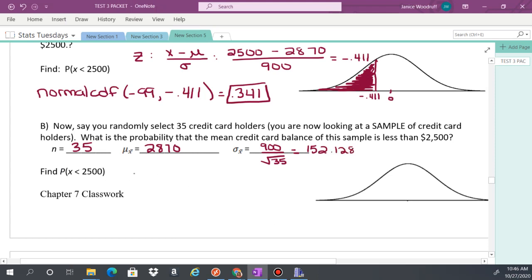Okay, so now we work where we get the z value, but this time our denominator, instead of being 900, is going to be this 152.128. So we have 2,500 minus 2,870 now over 152.128.